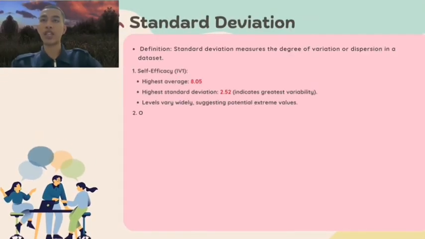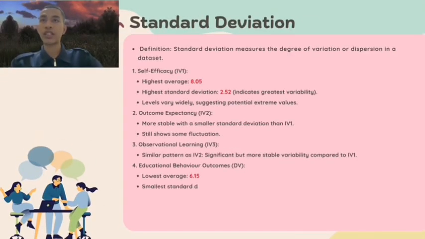Today I will explain the standard deviation. Standard deviation measures the degree of variation or dispersion in a dataset. For self-efficacy, the highest average is 8.05. The highest standard deviation is 2.52, which indicates the greatest variability. Levels vary widely, suggesting potential extreme values.